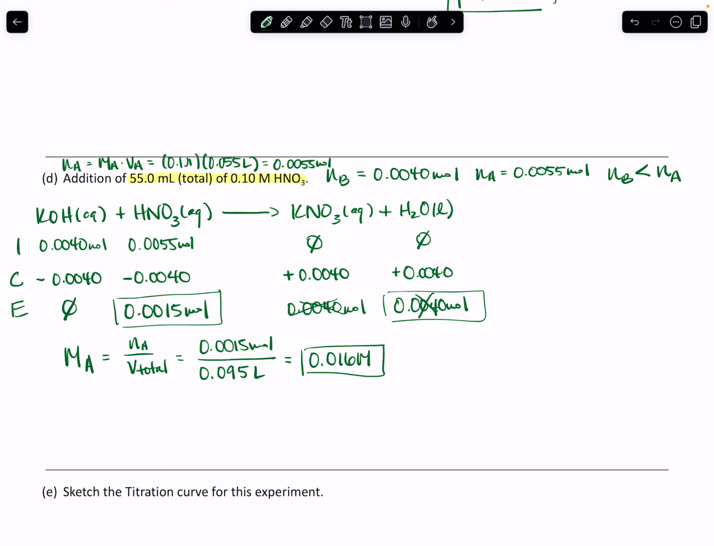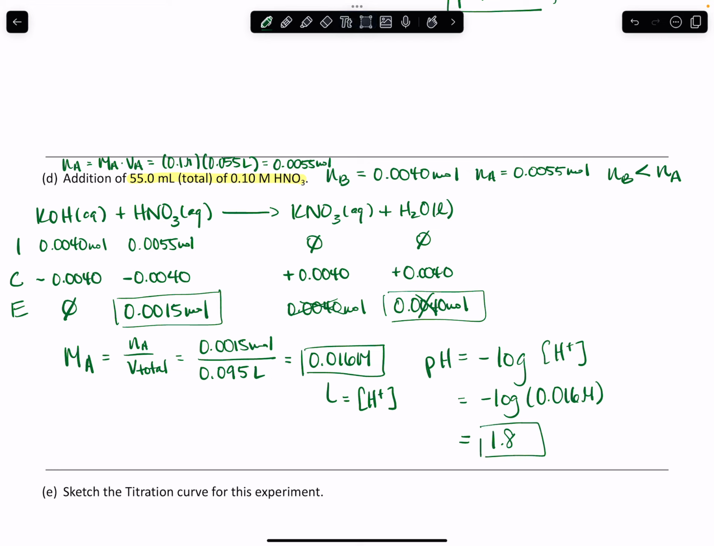HNO3, it's a 1-to-1 ratio of the acid to that H plus ion. So this equals the concentration of H plus. Then our pH is the negative log of that value. So the negative log of 0.016 molar gives us a pH value of 1.80. And I asked myself if that's reasonable. Yes, I have strong acid present. I should have a very low pH value, which is what I see. So this is reasonable because we have excess H plus ions.